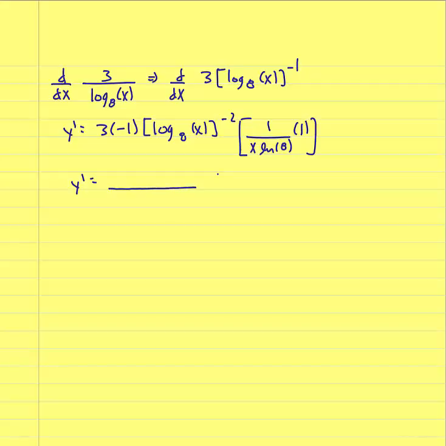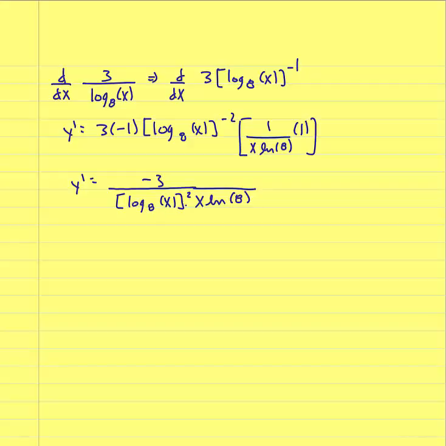So this is equal to negative 3. And then everything looks like it flips down into the denominator. So negative 3, and then this log flips down. So this is log base 8 of x, quantity squared. And then over here, I have this that also goes into the denominator. So this piece is x ln of 8.